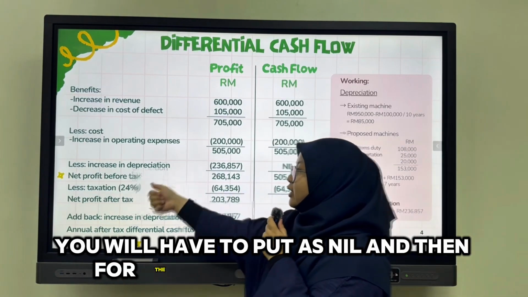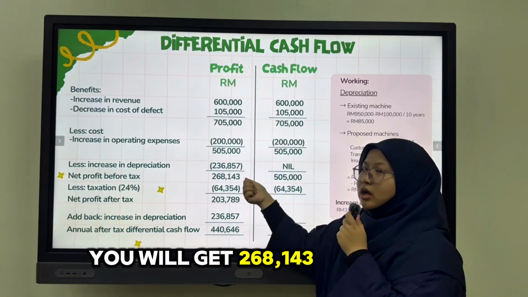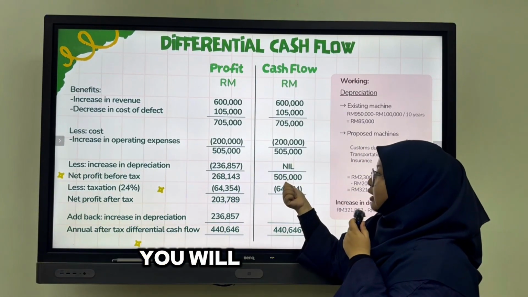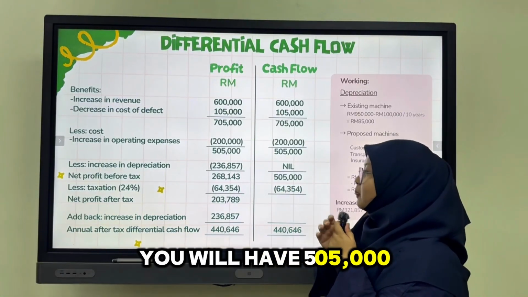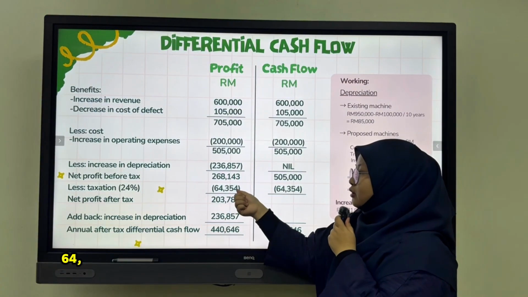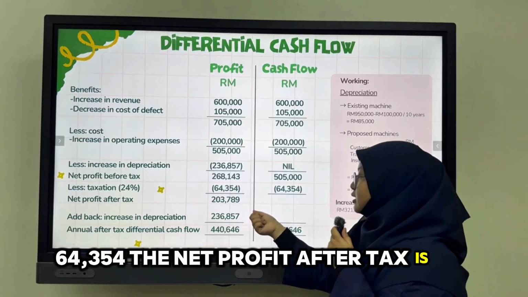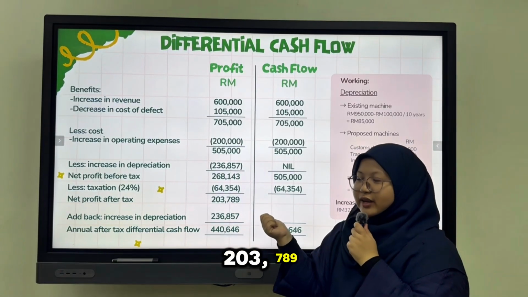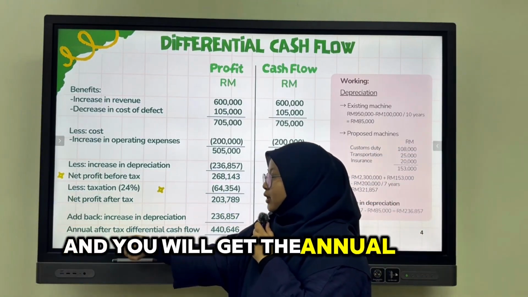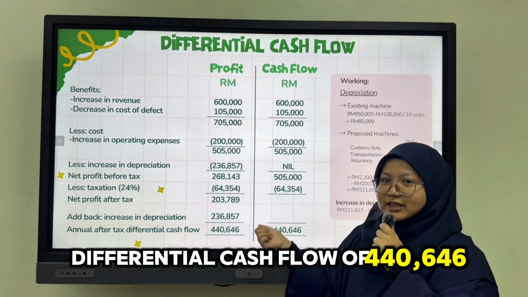And then for the net profit before tax, you will get 268,143 for profit, while for cash flow, you will have 505,000. Then less tax at 24%, which would be 64,354, and the net profit after tax is 203,789. Then you add back the increase in depreciation, and you will get the annual after-tax differential cash flow of 440,646.